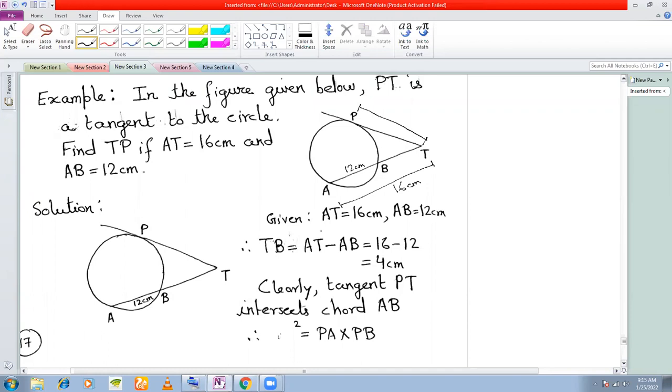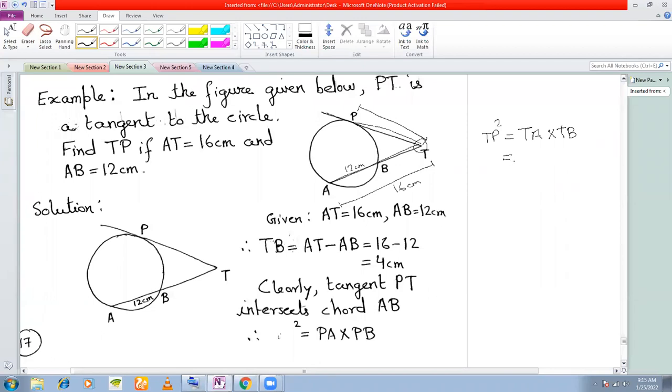Now, from the above theorem, you see that this chord here and this tangent here are intersecting at T. So therefore, from this theorem, you can write TP square, that is the square of the length of the tangent, must be equal to the product of the length of the segments of the chord. That means PA into, this is TA into TB, right?